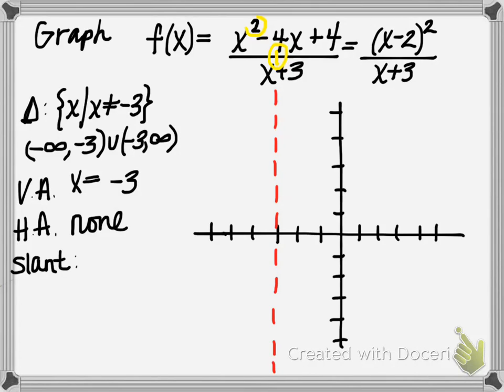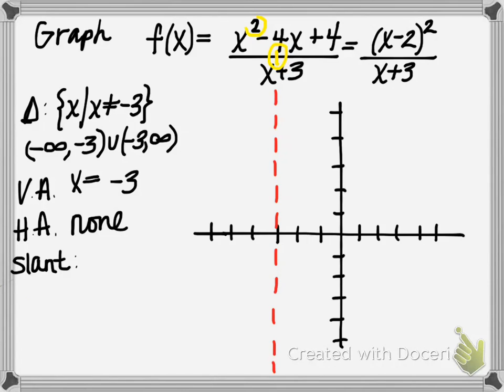So we need to do division to figure out what our slant asymptote is. You have two options. You can choose to do long division and divide x plus 3 into x squared minus 4x plus 4. We're just taking the original rational function and doing the division. Or if you recognize that the divisor, x plus 3, is linear, then we could make use of synthetic division instead. That would certainly be my choice. I'm only going to do long division if I absolutely have to. So I'm going to choose to do synthetic division.